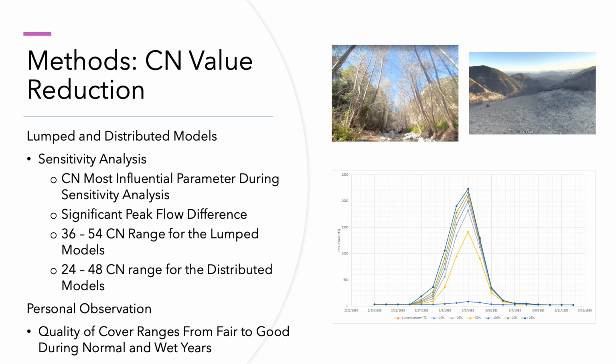The first was based on sensitivity analysis done that resulted in significant peak flow difference, and the second was based on personal observation while hiking in Southern California's forestry and terrain, which provides a clear indication that the quality of cover ranges from fair to good during normal and wet year conditions. The feedback provided in the sensitivity analysis shows that the curve number was the most influential parameter, a curve number ranging between 36 and 54 for the lump models and 25-48 for the distributed models. The difference in the curve number ranges allows for parameters to be adjusted more specifically to each sub-basin characteristic.